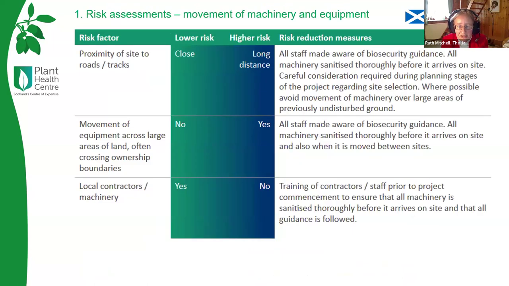But risk assessments also need to think about things like equipment and moving that equipment and the location of the site. So if your restoration site is quite close to a road or a track, that will probably also reduce the risk, because it means you're not moving that machinery across large areas of land, you're not maybe crossing land ownership boundaries, and transporting potentially and spreading the risks across a far wider area. You also need to think about where your contractors might come from. How local are they? If you're bringing contractors in from the other end of the country, what are the risks that they're also bringing pests and pathogens with them? Have they cleaned their equipment and things?